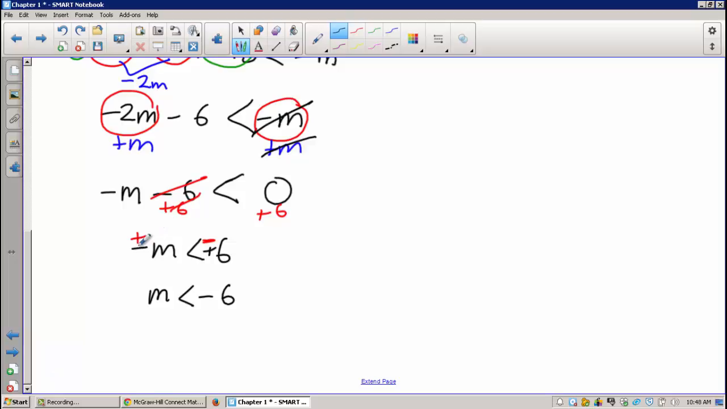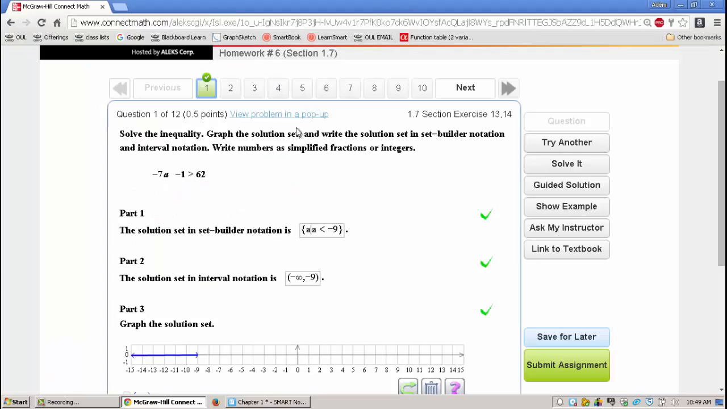Right. Flipping sign, yeah, we need to change the direction of the fish mouth, because when I flip the sign here, I am actually doing it by multiplying both sides by negative 1. I'm multiplying both sides by negative 1 to change negative m to positive m. So if you're multiplying by a negative, you must make this fish mouth opposite. Okay? So m is actually bigger than minus 6. Okay? Part 1 is done.